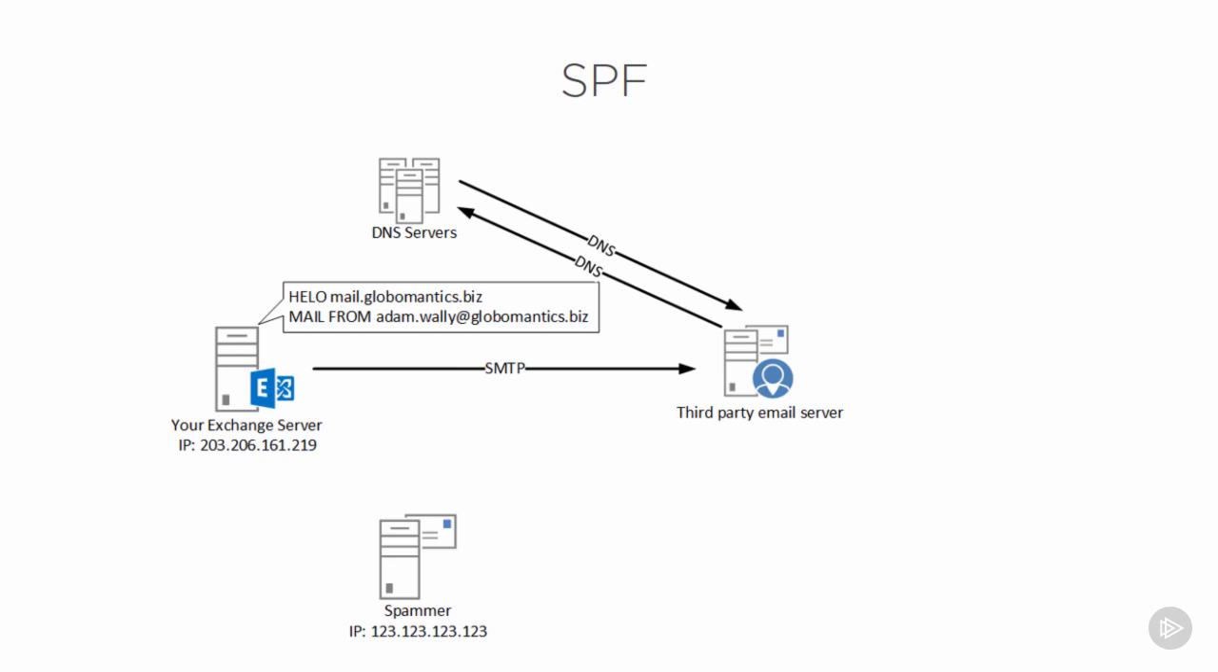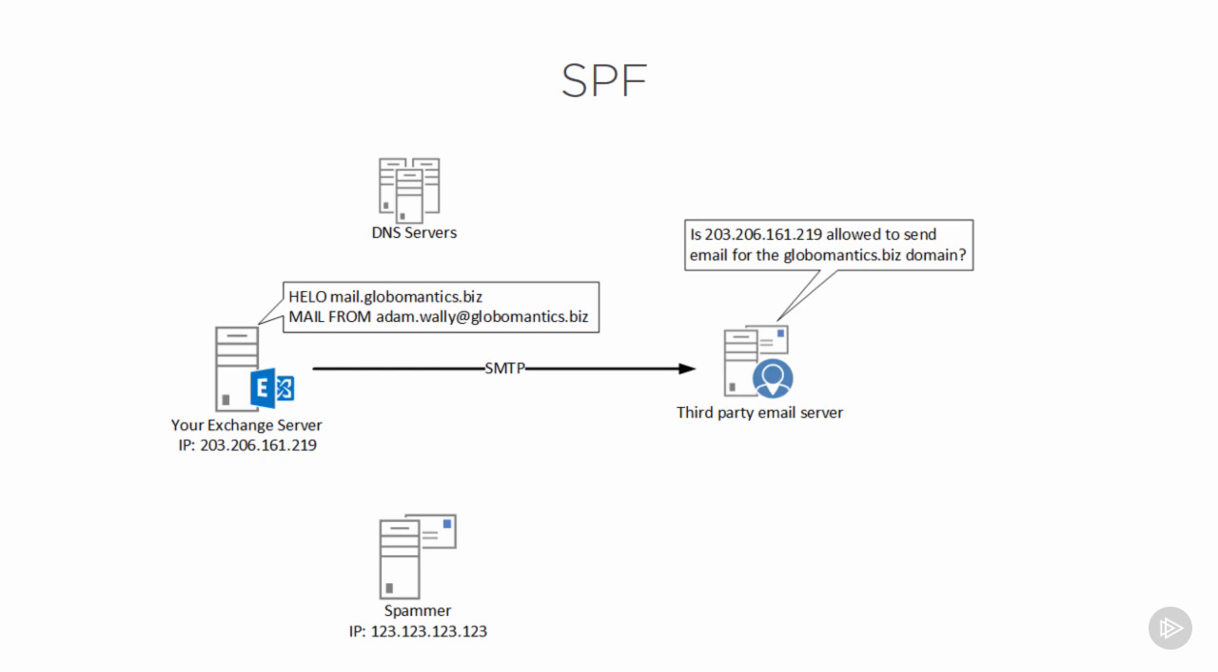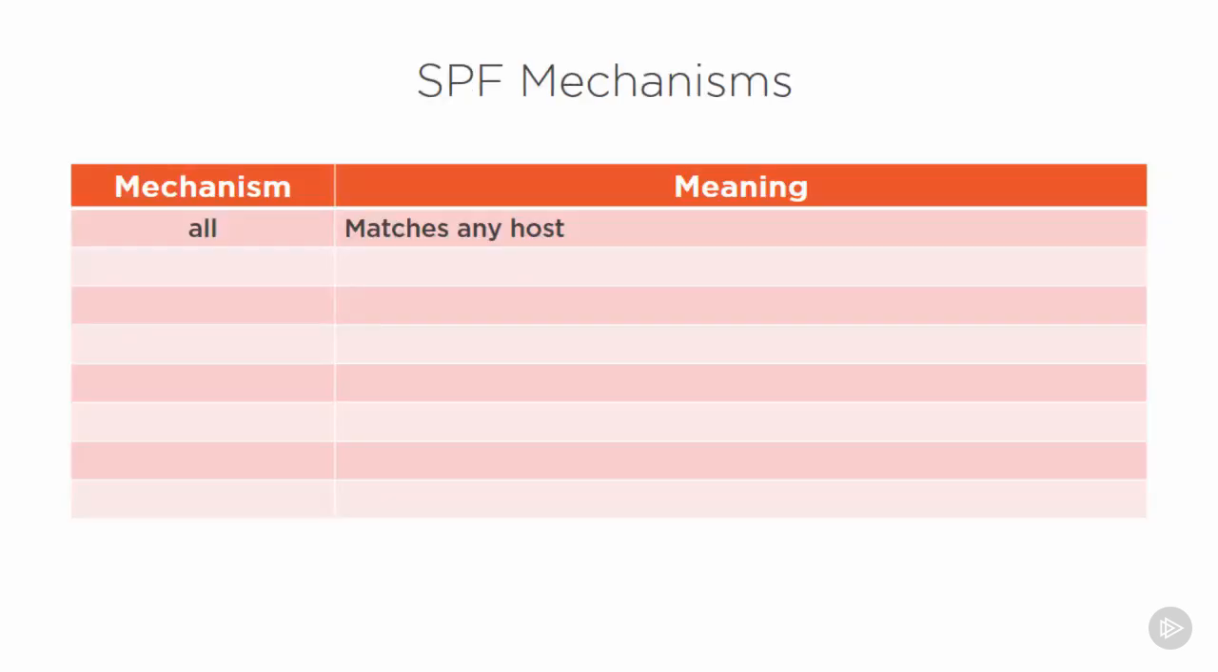The third-party email server is going to look up the SPF record for your domain in DNS, and when it has found that SPF record, it's going to analyze it and say, is that particular IP address that is connecting to me allowed to send email for the globomantics.biz domain? The answer to that question will depend on how the SPF record has been constructed. The SPF record is simply a text record in DNS with a certain syntax. The syntax is made up of two parts: mechanisms and qualifiers.